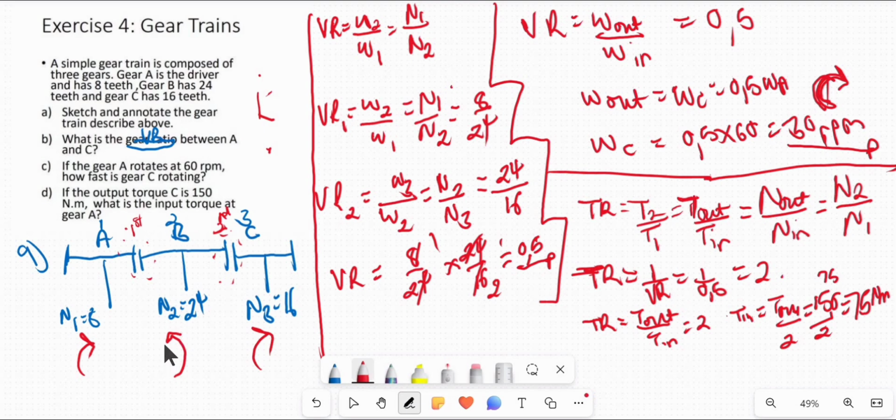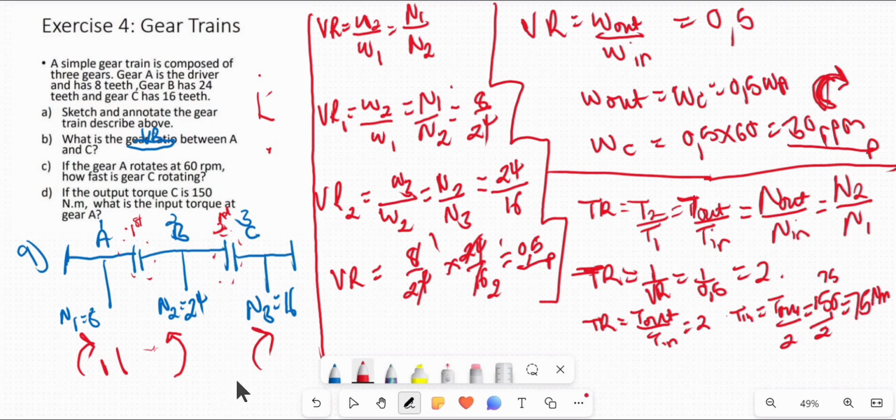So a good idea before you start this question is to derive your formulas on a little piece of paper. You actually write down your velocity ratio is equal to omega 2 over omega 1, which is equal to N1 over N2, which is equal to D1 over D2. Then you write your torque ratio is equal to T2 over T1, which is equal to N2 over N1. You can write it also in terms of output and input gears: your velocity ratio is equal to output speed over input speed, which is equal to the number of teeth on the input over the number of teeth on the output. And then your torque ratio is equal to the output torque over the input torque, which is equal to the number of teeth on the output gear over the number of teeth on the input gear.